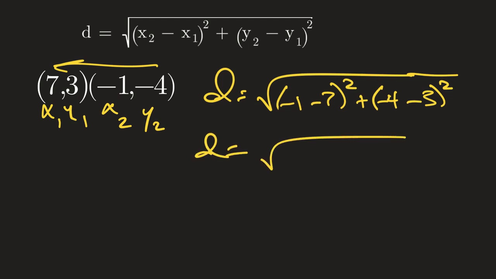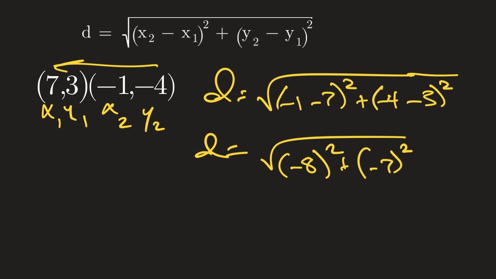Let's go to the next step here. What is -1 minus 7? -8. And -4 minus 3? -7. Just simplify those differences. Okay? Watch for double signs, those types of things.